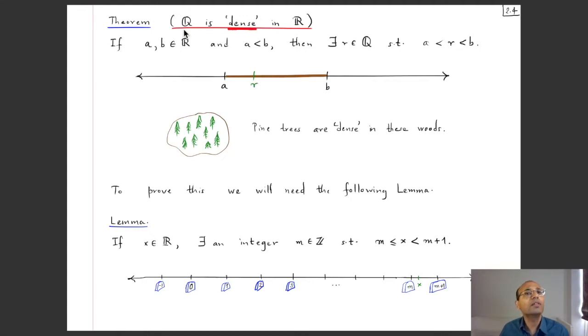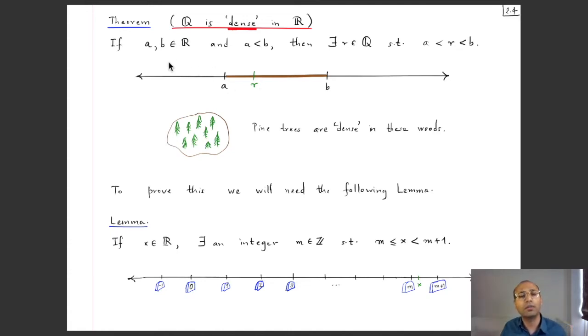So why do we summarize this result by saying that Q is dense in R? Well, we use the word dense in English. For example, we might say that pine trees are dense in these woods. The picture that we have in mind is that we have these woods, and no matter which patch of the woods you take, there is a pine tree there. That's intuitively the picture we have when we say that pine trees are dense in the woods. So think of the woods as being the real line and the pine trees as being the rational numbers.